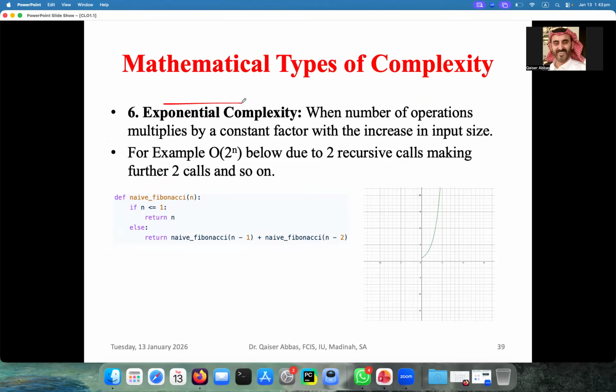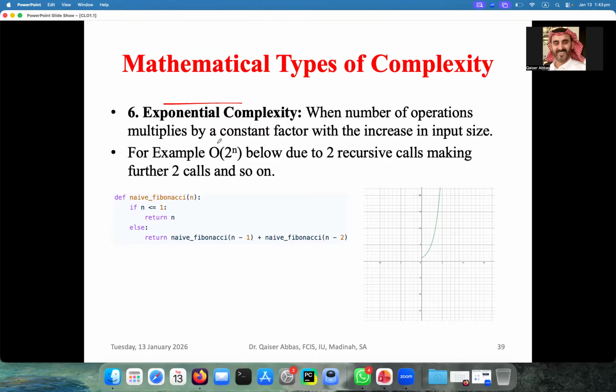Exponential complexity. Exponential, polynomial. It is not written here, but exponential: you have something and then you have an exponent of something. That is called exponential complexity.